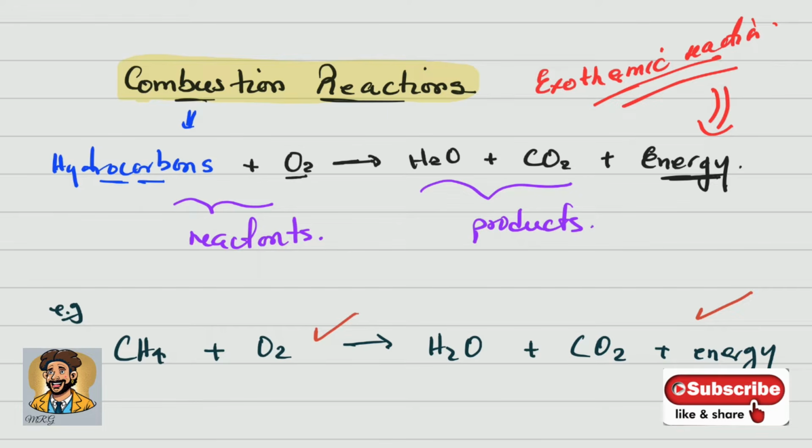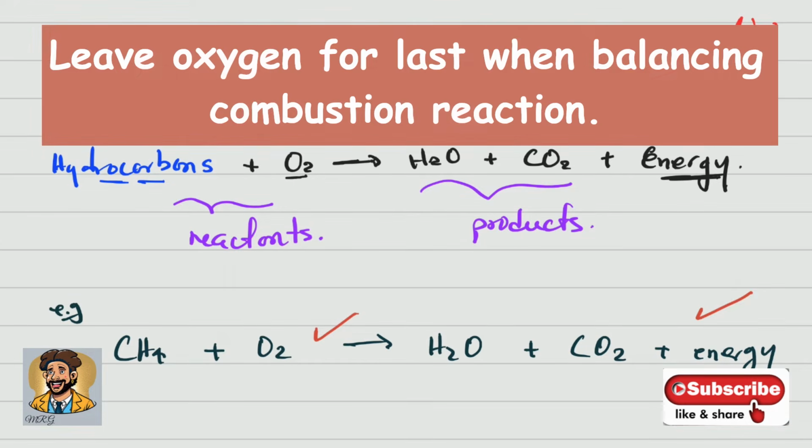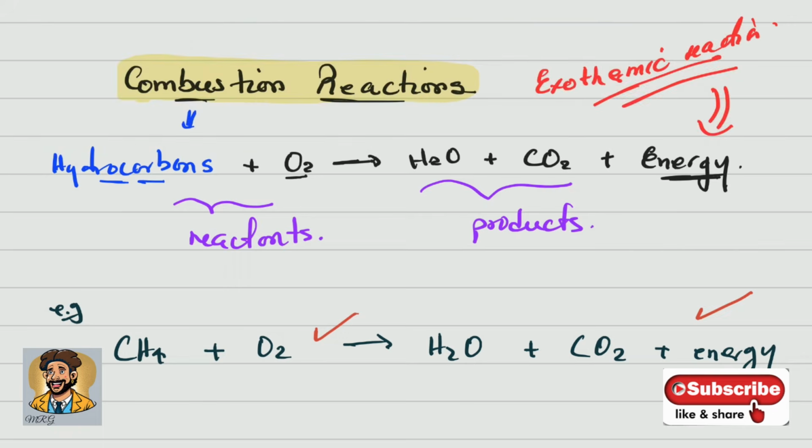Okay, and now we are going to balance. Now, when you balance this one, it's quite simple. You are going to leave oxygen for last. Okay, so we're going to start counting here from left. We have 1 carbon on the left hand side in the reactant, and there's 1 carbon in the product, so carbon is balanced. Hydrogen, you have 4 hydrogen in the reactant and only 2 hydrogen in the product. You can see it right there.